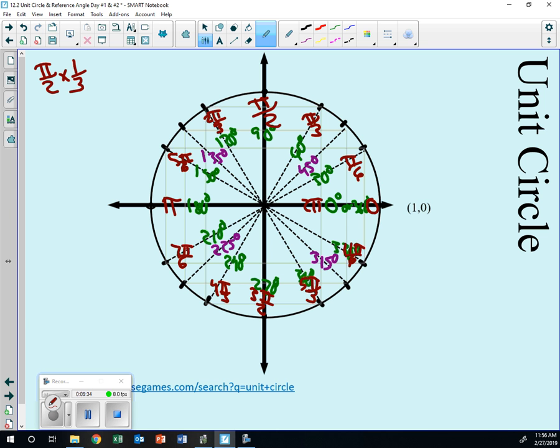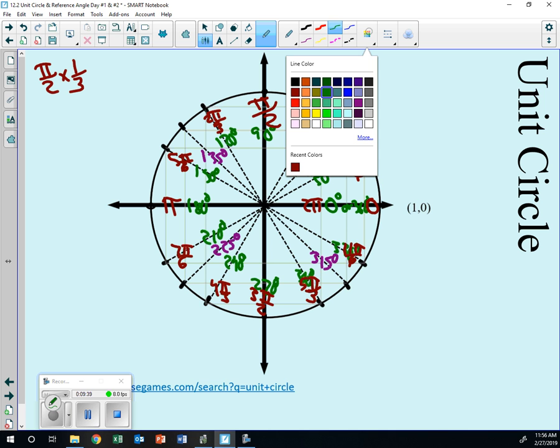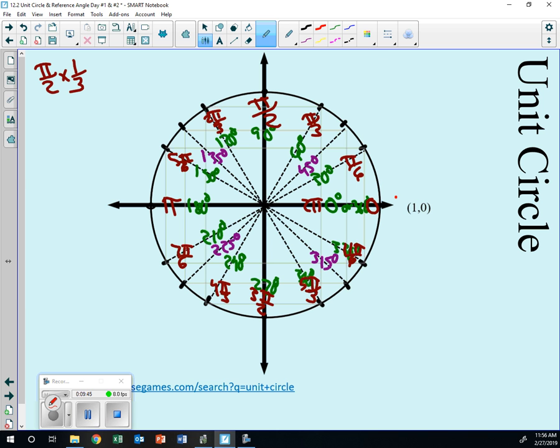We did leave out, oops, I forgot. I left out the pi over 4s. So half of pi over 2 is pi over 4. So 45 plus 45 plus 45. So pi over 4, 2 pi over 4, 3 pi over 4, 4 pi over 4, 5 pi over 4, 6 pi over 4, 7 pi over 4, 8 pi over 4.